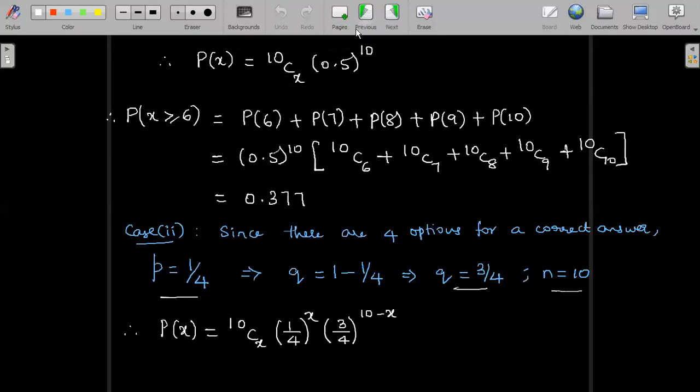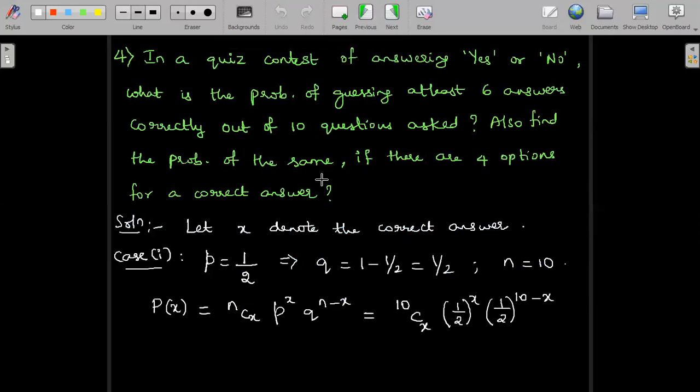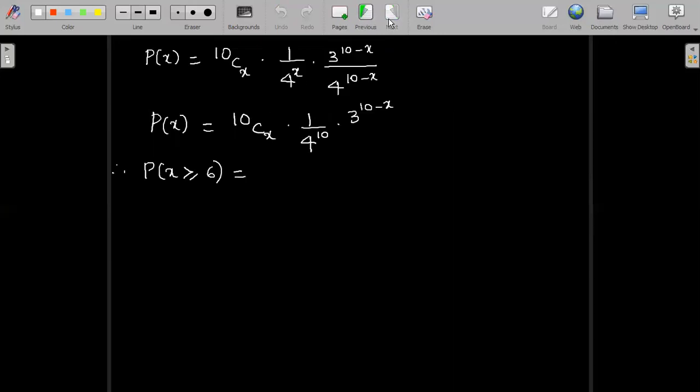You have to find the probability of the same, which means the probability of getting at least 6 answers out of 10. So x greater than or equal to 6 itself you have to find out. So this becomes the probability of 6, 7, 8, 9 up to 10.